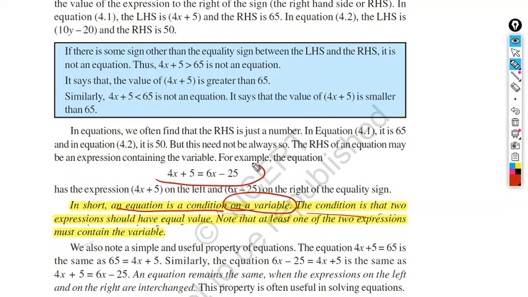For example, here is an example. You can see we can call it an equation. Why? Because it is a condition on a variable. There is a variable x, and the condition is that two expressions should have equal value. That means x plus 5 is equal to 6x plus 25. So this is called an equation.